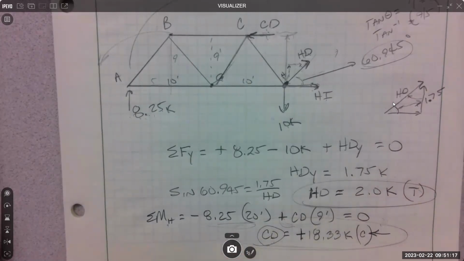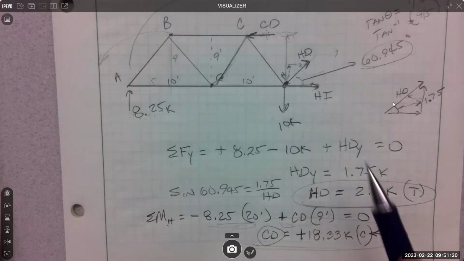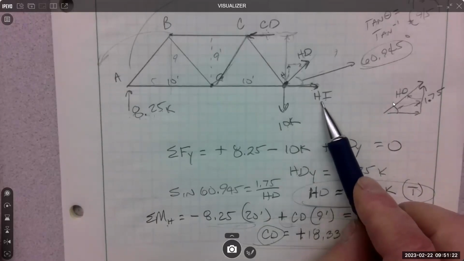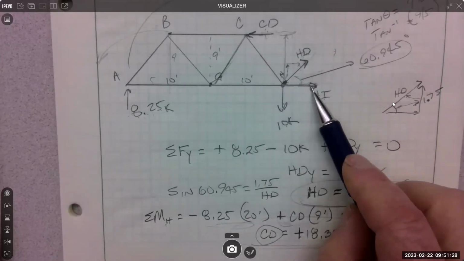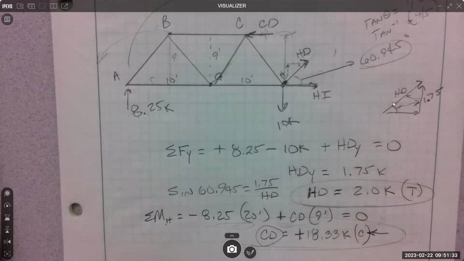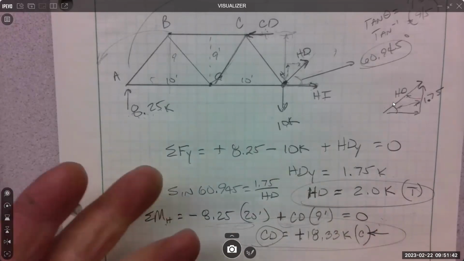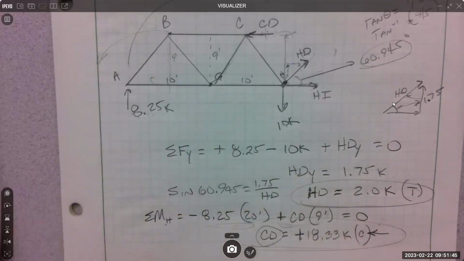Two of them done. You got HD done. You got CD done. You got 1 left, HI. But we know this one, and we know this one. How could we get this thing? Sum the forces in the X. Yep, and that will be your homework on this problem. We just worked 99% of the problem, Ben. Yeah, but work your way through it. You've got 1 equation left, sum forces in the X. That is method of sections.